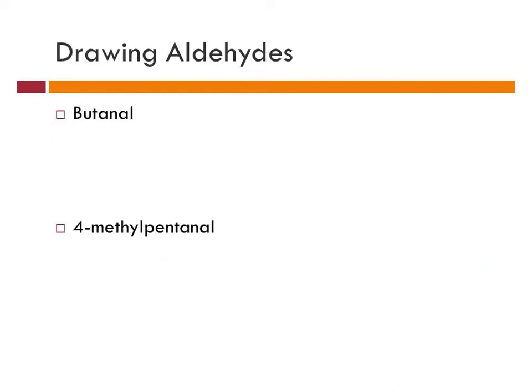For drawing, we just work backwards. We see al at the end. We know it's an aldehyde. And we see but, which is 4 carbons long. So butanal would look something like that.